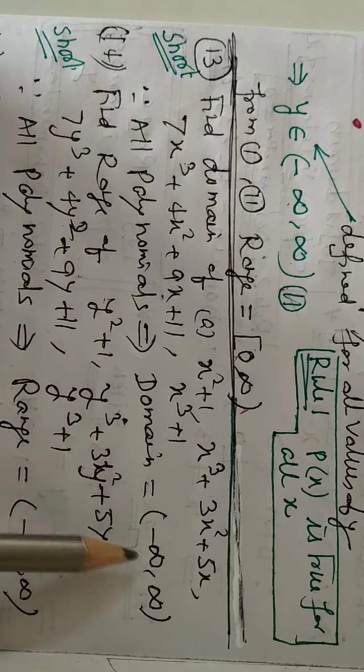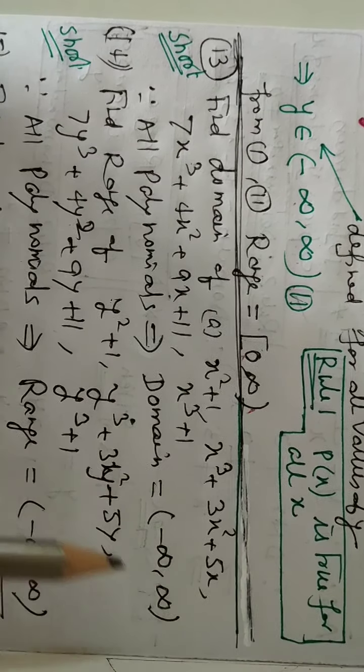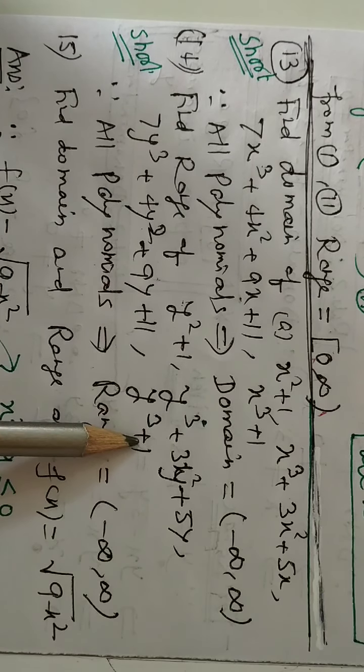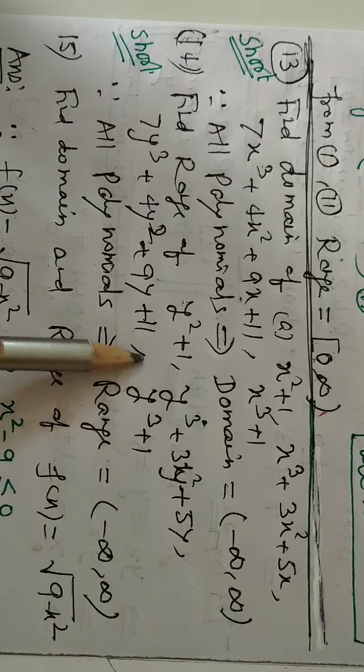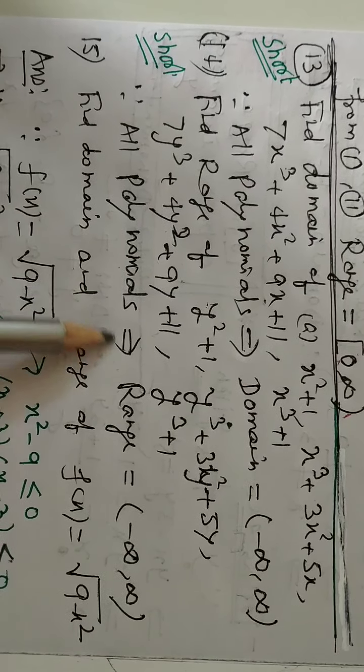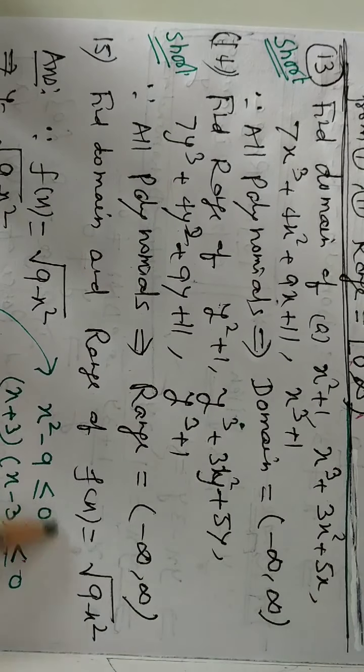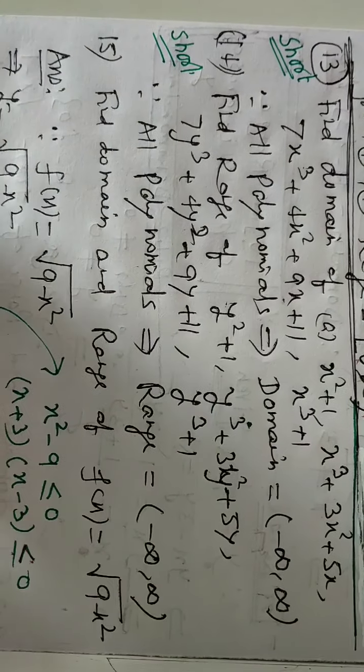Next question. Find the domain of all these. All are polynomials, so the domain will be minus infinity to infinity. Find the range of all these, which means find the value of y. So again, all polynomials, range is minus infinity to infinity. Find the domain and range of f(x) equal to this, both.